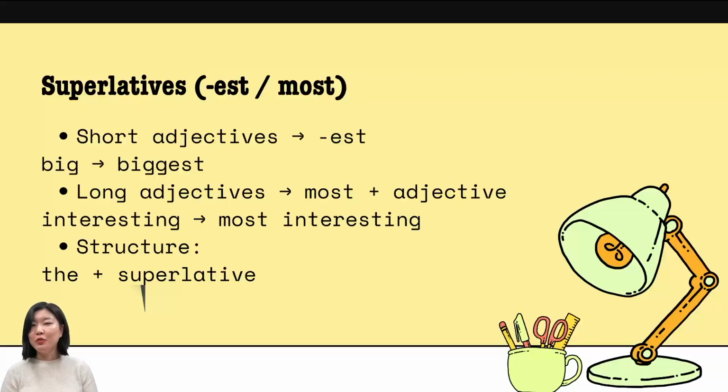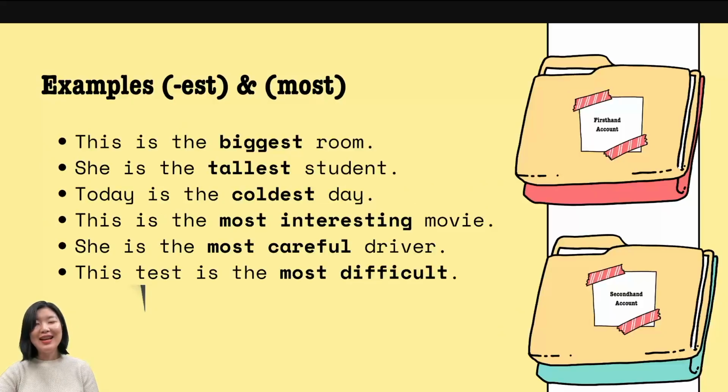Let's move on to superlatives. For short adjectives, you add est. So big becomes biggest. For long adjectives, you add most and then the base form of the adjective. So interesting becomes most interesting. So the structure is the plus the superlative. Let's take a look at the examples. This is the biggest room. So out of all the rooms, this is the biggest.